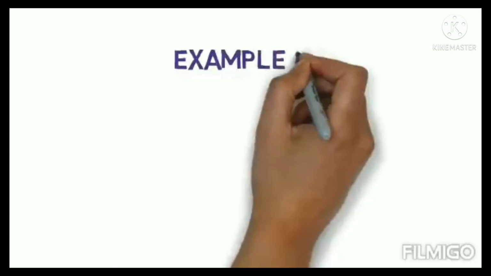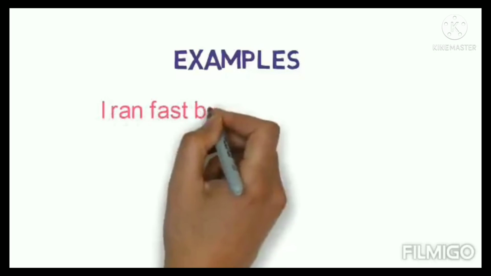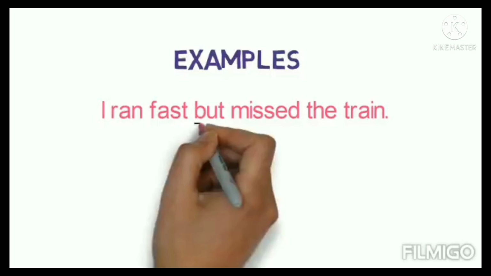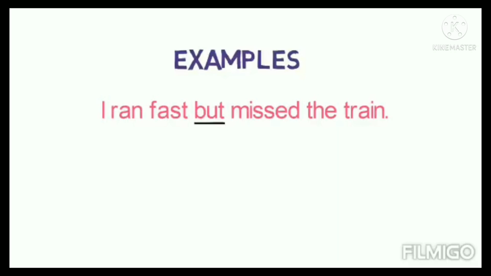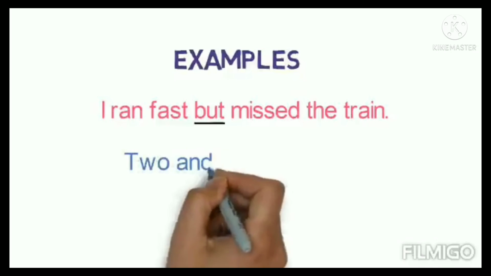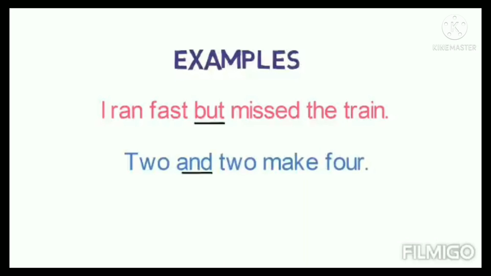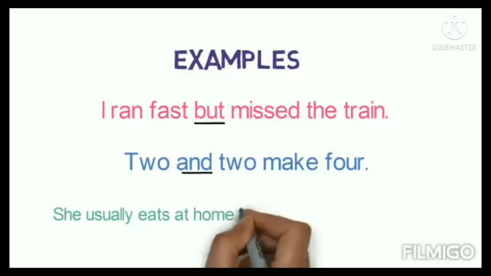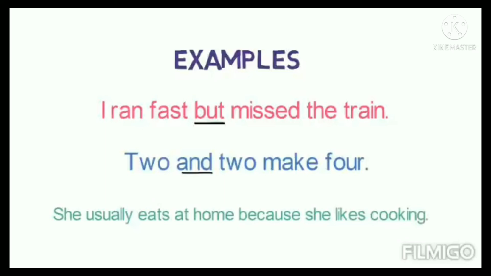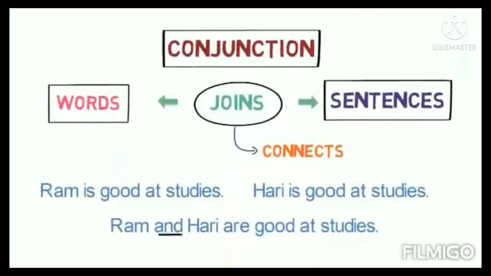It connects. Let's look into some more examples of conjunctions. I ran fast but missed the train. Here, but is used to join two sentences. Next example is 2 and 2 make 4. Here, and is used to join two words. Our next example is she usually eats at home because she likes cooking. Here, because is used to join two sentences. So, a conjunction is a word used to join words or sentences.